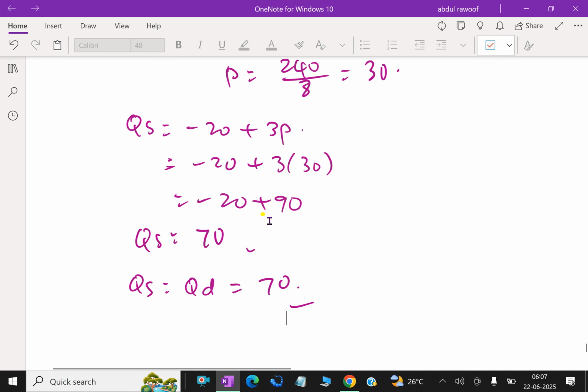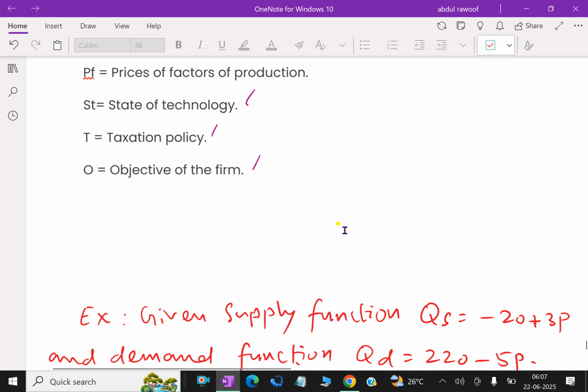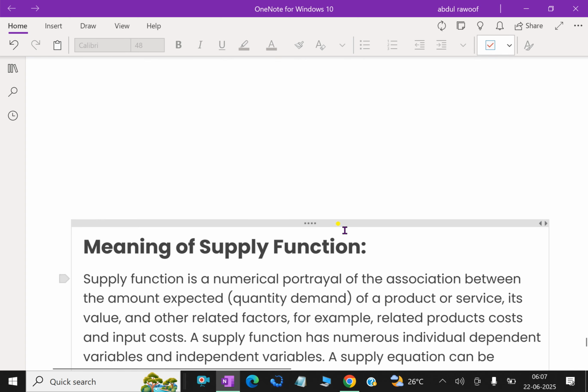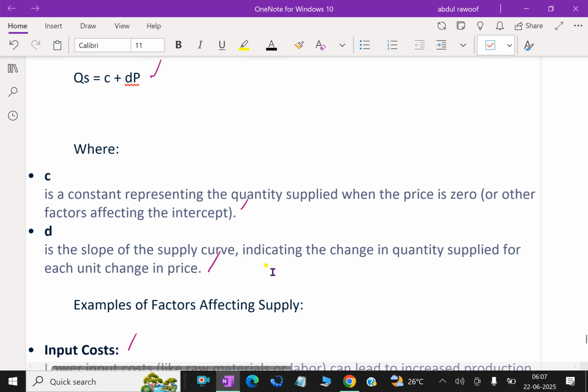So far we discussed the supply function and its explanation, as well as some problem solving.